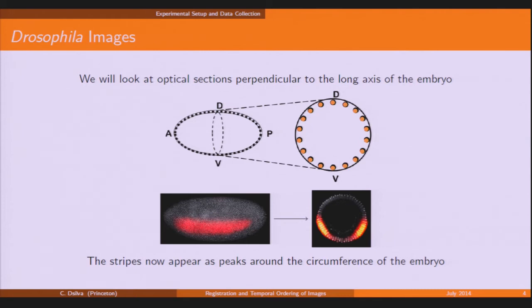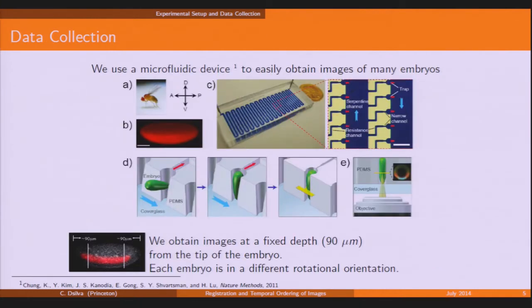Instead of looking at the side view of this grain of rice, we're going to look at a slice down the long axis of the embryo. So turn the grain of rice on its head and then look down, and you see that now this red stripe that you see along the side is expressed at one peak, and there's an axis of symmetry in this embryo, so you actually see another peak on the other side. And thanks to some experimental ingenuity, you can collect lots of data of this type relatively easily.